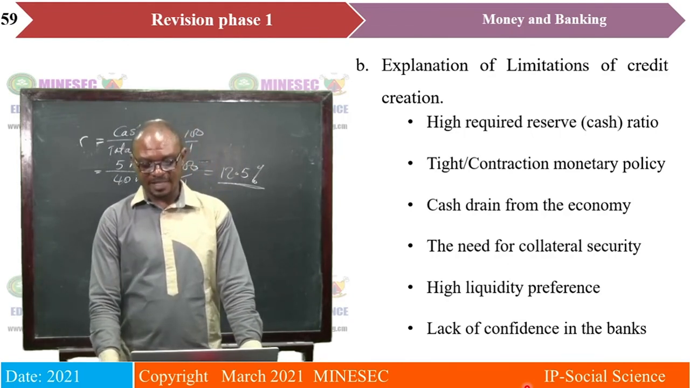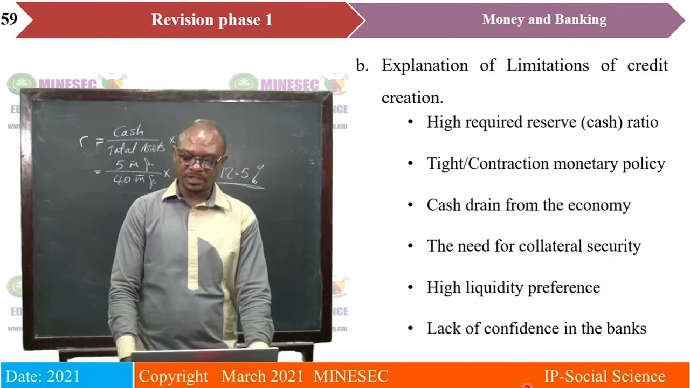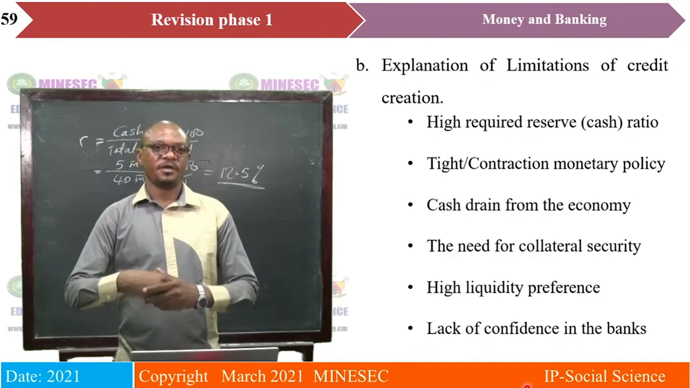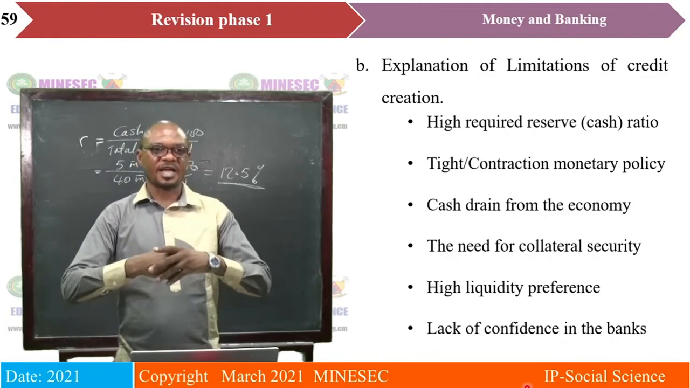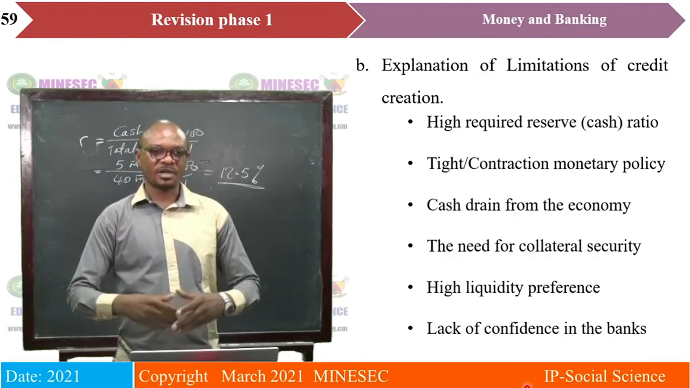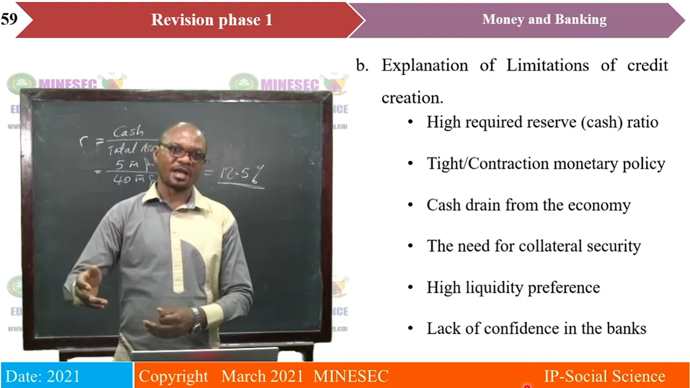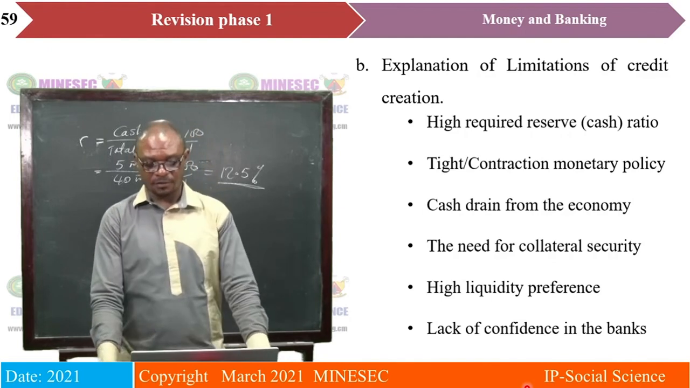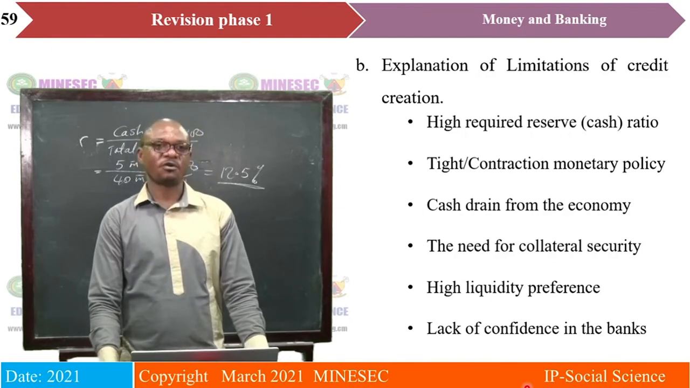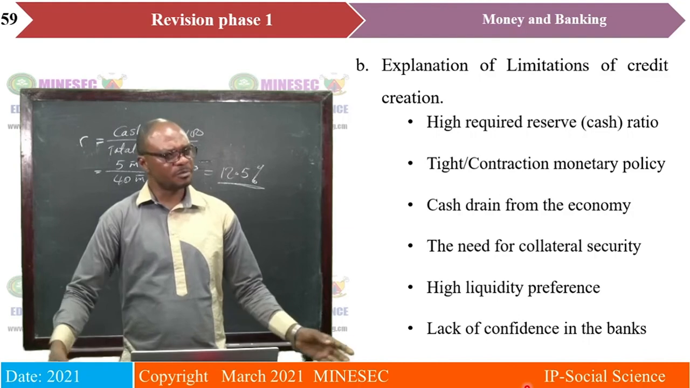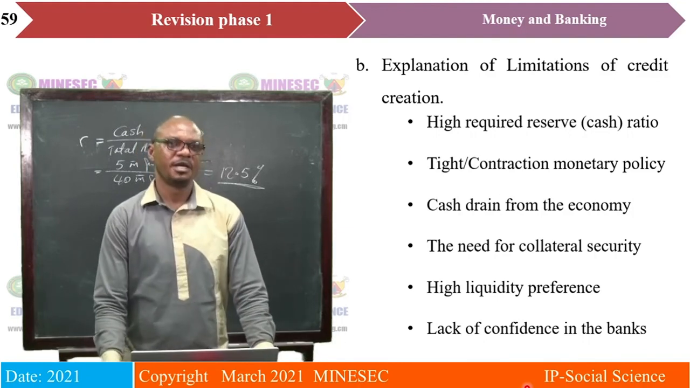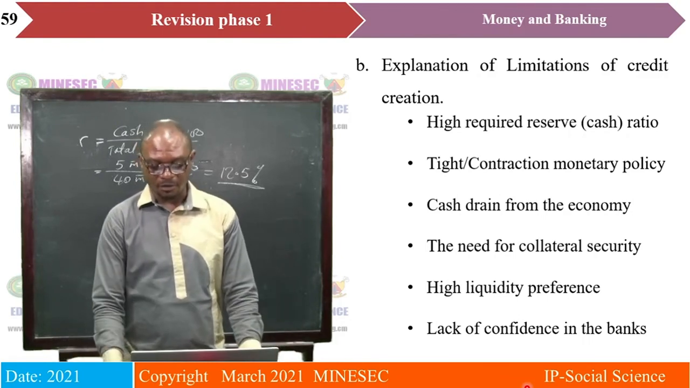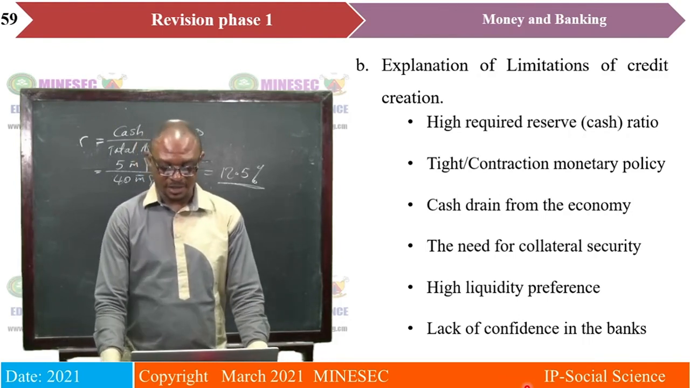We also have tight or contractionary monetary policy. When the government institutes a contractionary monetary policy, it means that those policies are aimed at reducing the supply of money. And when the supply of money reduces, interest rate will be high, and that will discourage people from borrowing. So that limits credit creation. And then cash drain from the economy. When there is cash drain from the economy, possibly due to a balance of payment deficit, the credit creation will reduce, since the supply of money in the economy will be low and interest rate will be high.